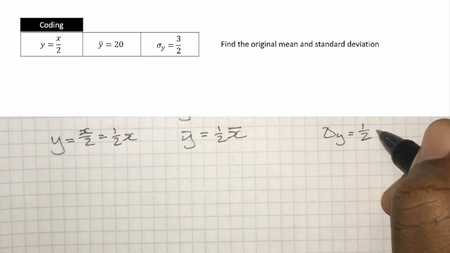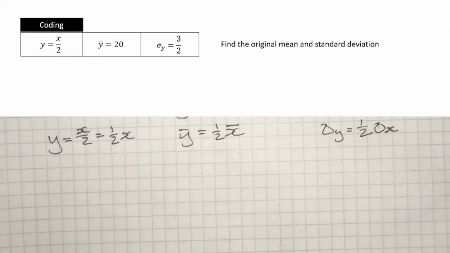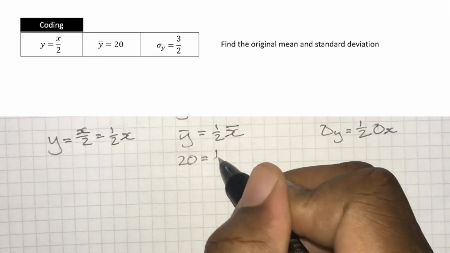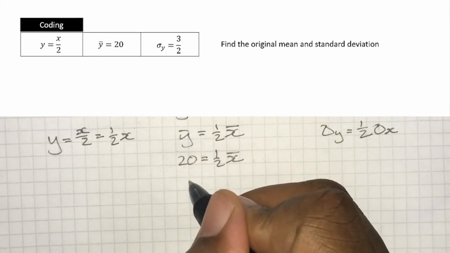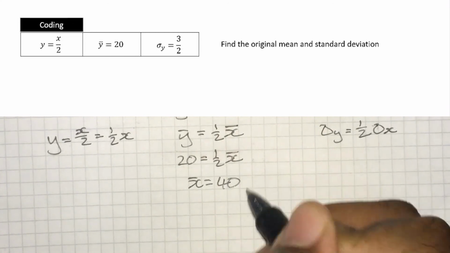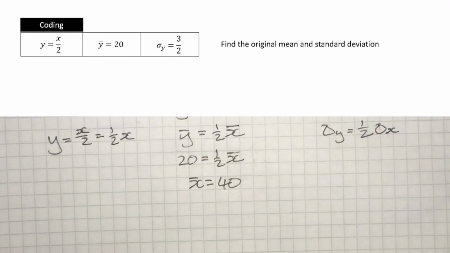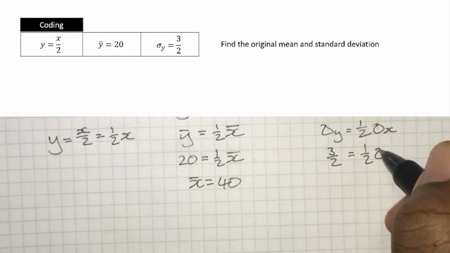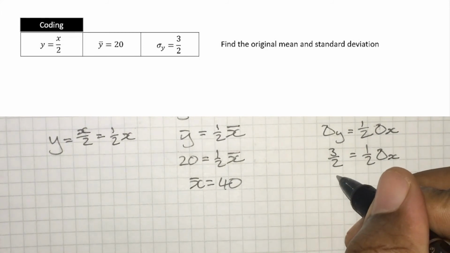Okay, so from there, I'm just going to substitute in the values that we have. So I've got y bar, which is 20. So 20 equals half of x bar. In that case, x bar must equal 40. Similarly for sigma, sigma y is 3 over 2. So I have 3 over 2 equals half sigma x. And from there, I know that sigma x must equal 3.